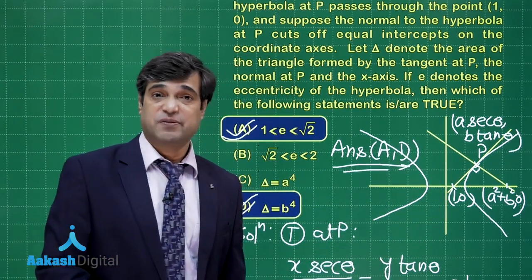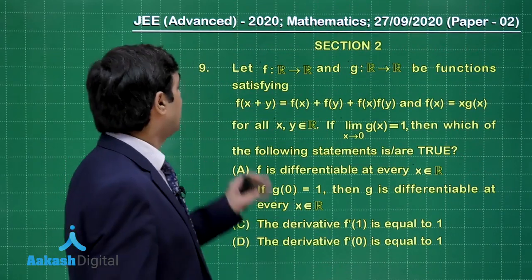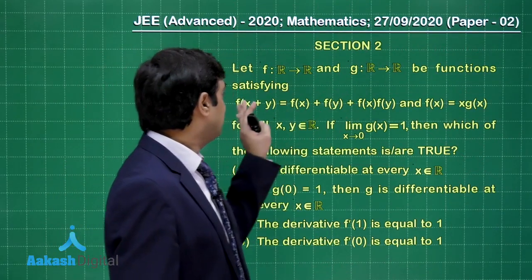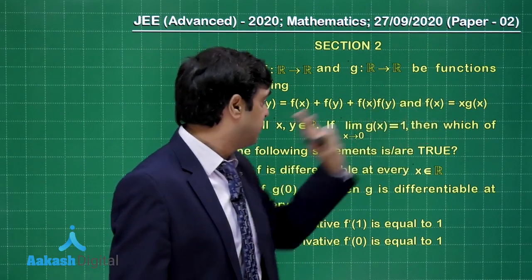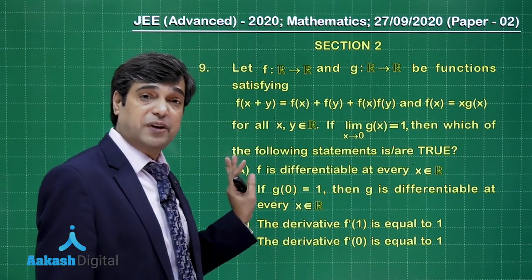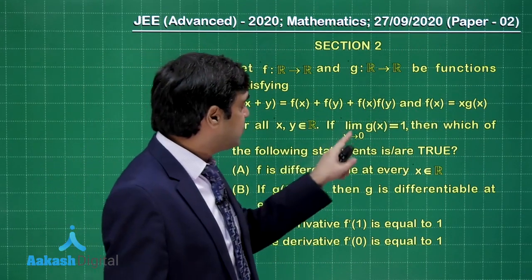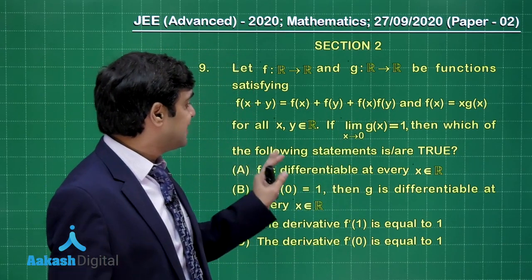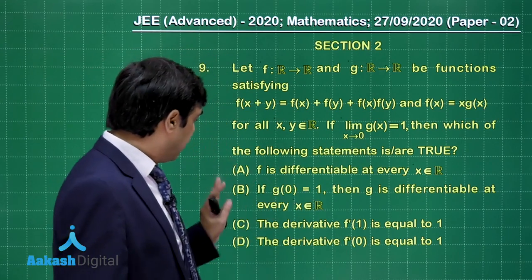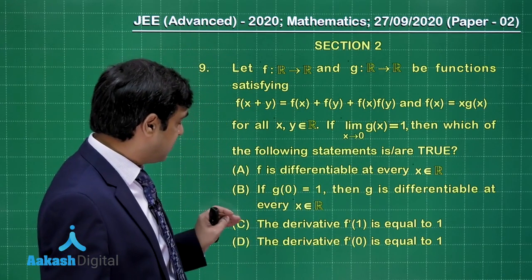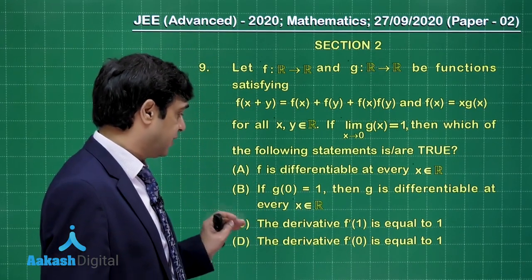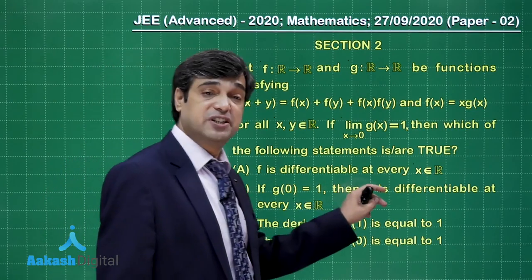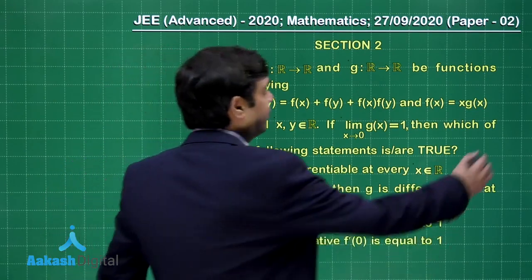Time to take up the next one, that is question number 9. Let f and g be two functions satisfying this equation and this one for all real values of x and y. Limit x approaching to 0, gx is 1. Then which of the following statements are true? 4 options are given based on differentiability and derivatives value of the function f and also differentiability of g. Let's deal with it.